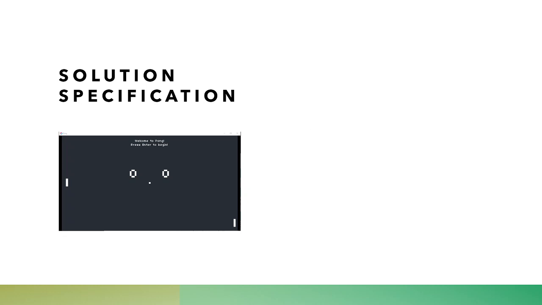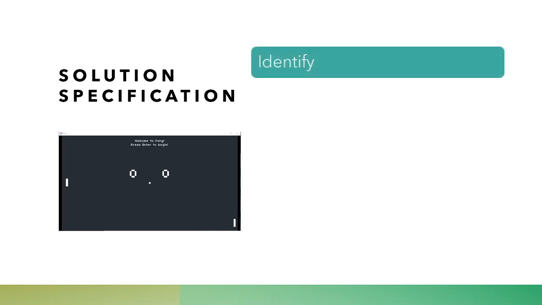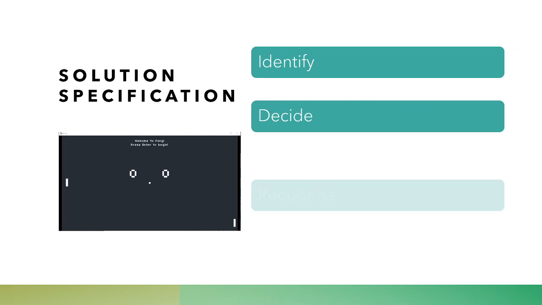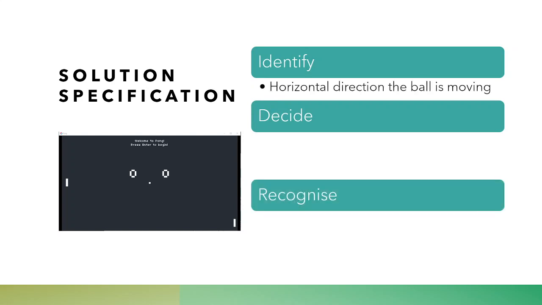So how are we going to actually implement this? What are the key parts to actually try and get right while we're doing this? So we need to identify, we need to decide, and we need to recognize. So what we need to identify is the horizontal direction that the ball is moving. So this is the first part. Is the ball moving towards the computer paddle?